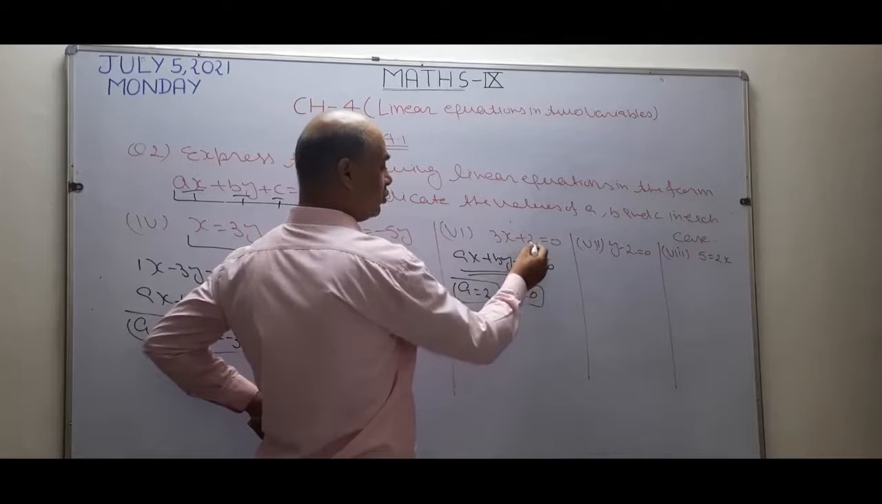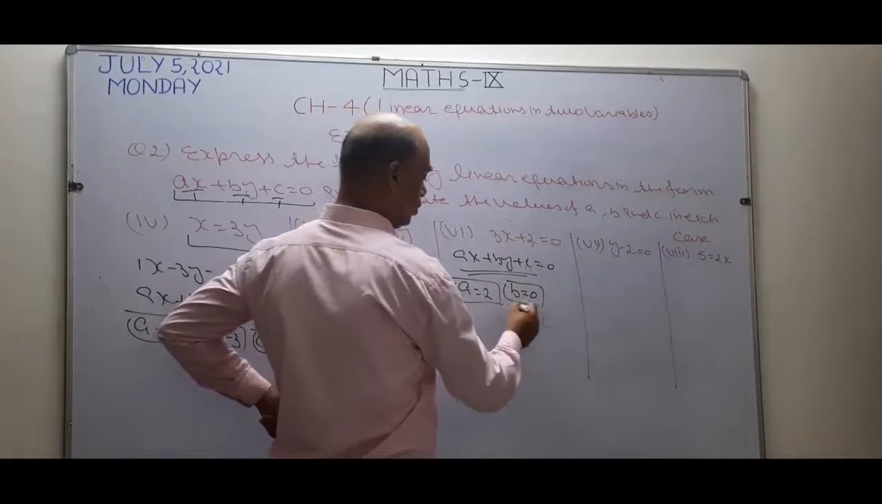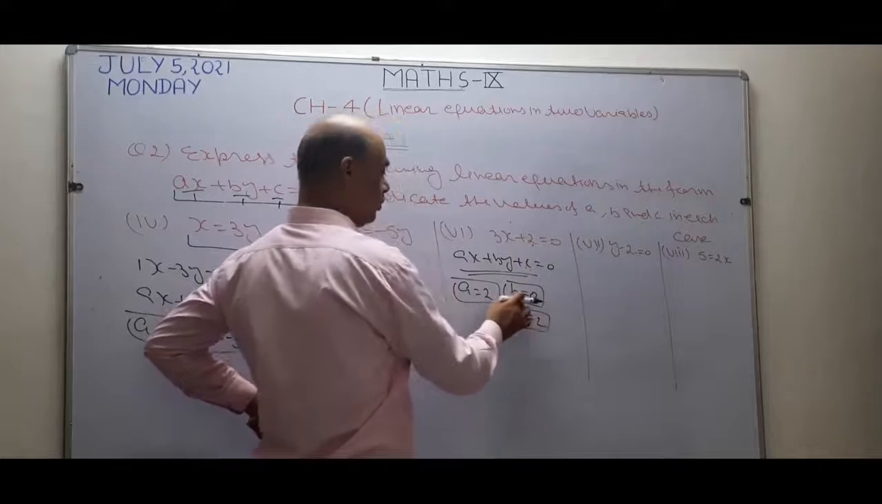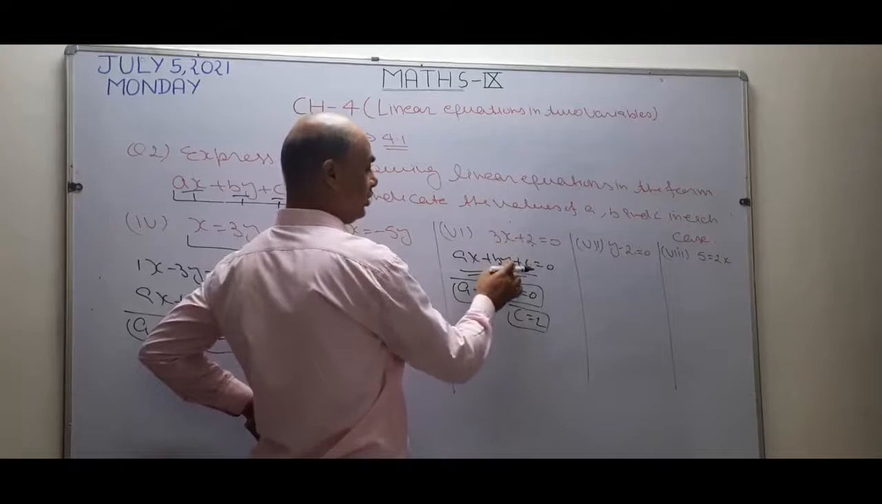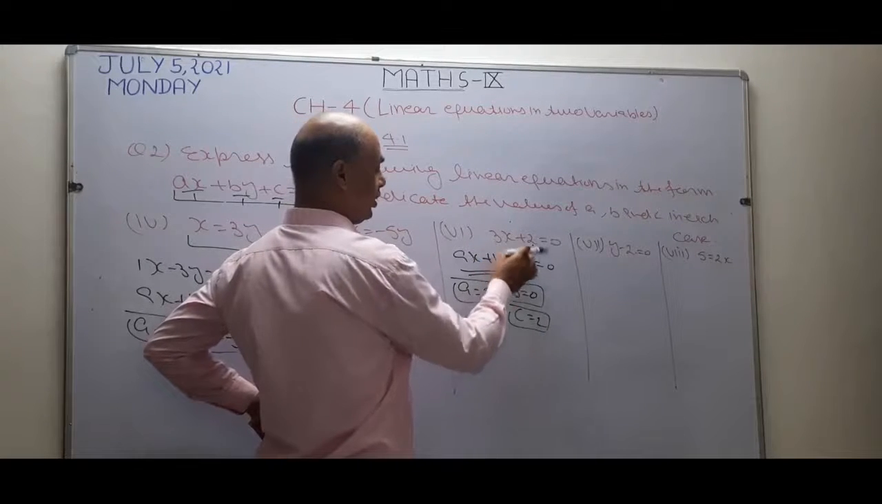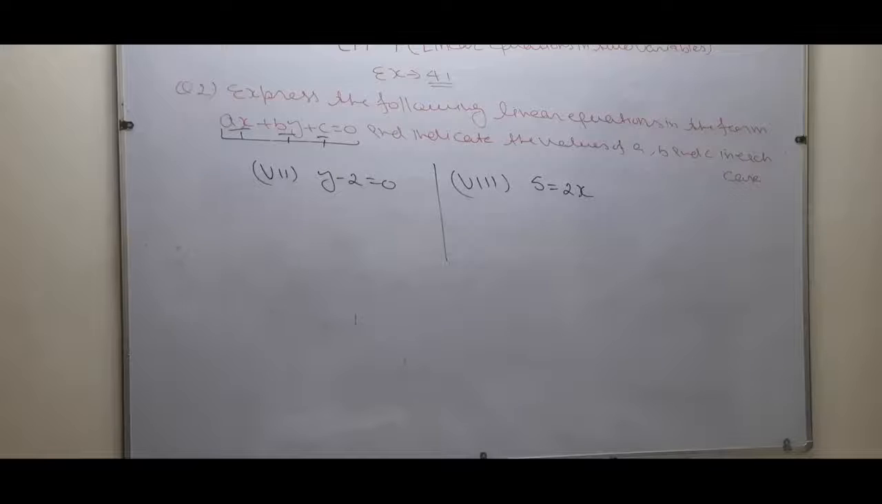Now this is the constant term. A non-variable term is known as a constant term. It means c becomes 2. So the value of c is 2, and b becomes 0 because the y term is not there. When the coefficient of y is not there, it means b becomes 0. Okay? Now see, what is given?